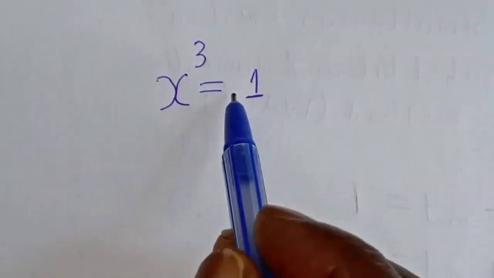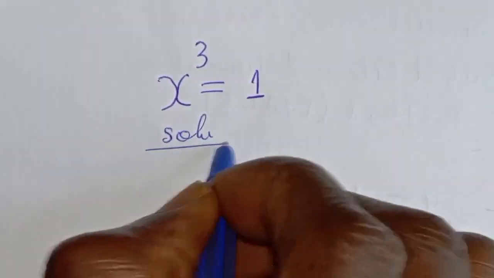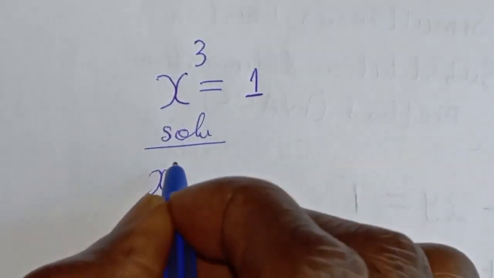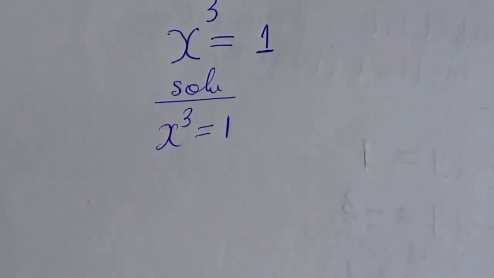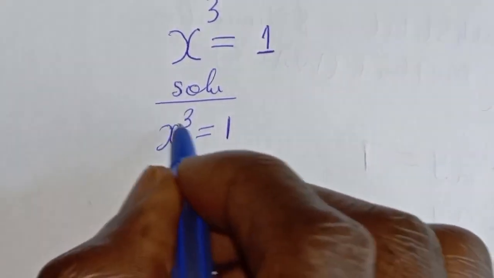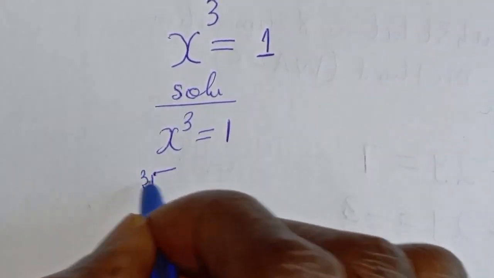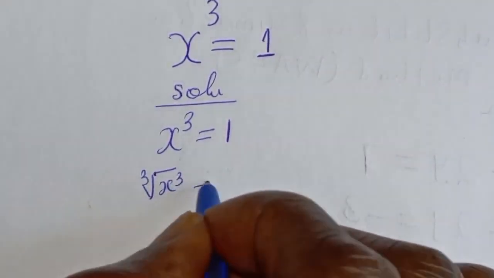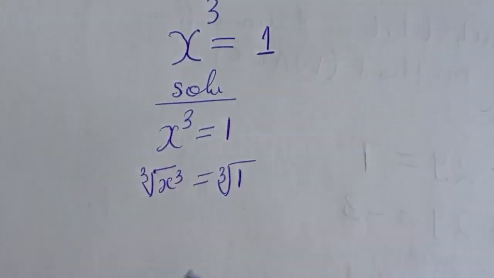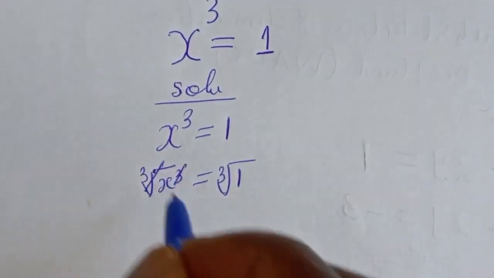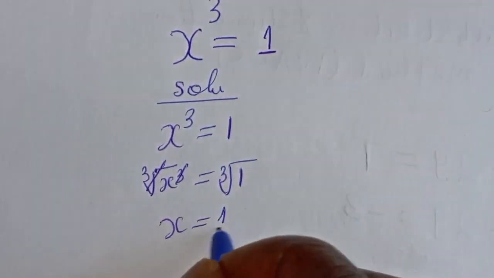S raised to power 3 is equal to 1. What is the value of S? Solution: S raised to power 3 is equal to 1. Let's take the cube root of both sides. Cube root of S raised to power 3 is equal to cube root of 1. This will cancel this. S is equal to cube root of 1, which is 1.